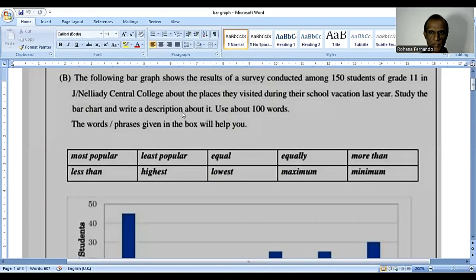Let's look at this bar graph. The following bar graph shows the results of a survey conducted among 150 students of grade level in Jaffna Nelliyadi Central College about the places they visited during their school vacation last year. Study the bar chart and write a description about it. Use about 100 words. Okay, the word list is given.